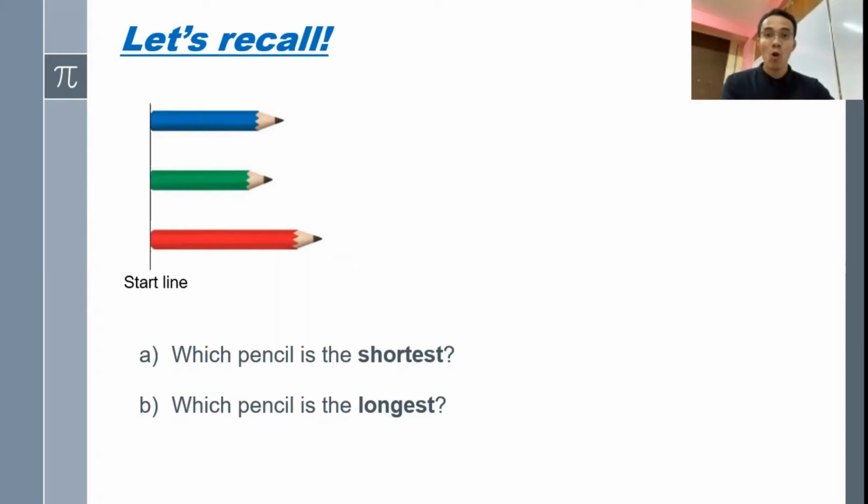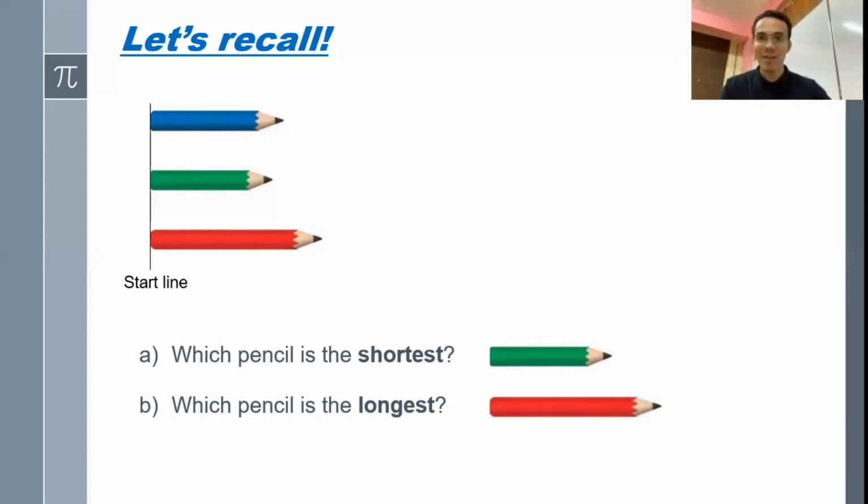Letter A, which pencil is the shortest? And the shortest pencil is the green pencil. Congratulations if you have answered this correctly. Letter B, which pencil is the longest? And the answer is the red pencil. Congratulations again if you have answered this item correctly.